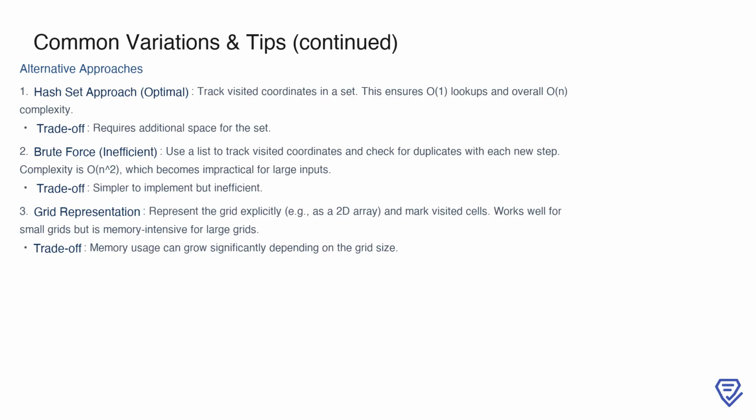A less efficient approach would be brute force, using a list to store visited points and checking for duplicates with each step. While simpler to implement, this method has an O(n squared) complexity due to repeated searches, making it impractical for large inputs. Another alternative is to explicitly represent the grid as a 2D array, marking cells as visited during traversal. While this can work well for small grids, it becomes memory intensive as the grid size grows, making it less suitable for scenarios with large or unbounded grids. Each of these approaches has its strengths and weaknesses, so understanding the trade-offs is key when deciding which to use.